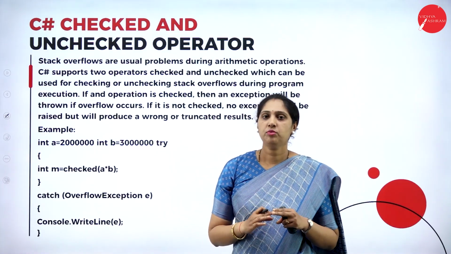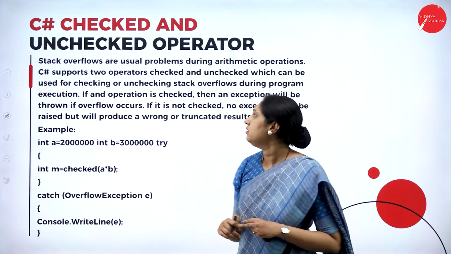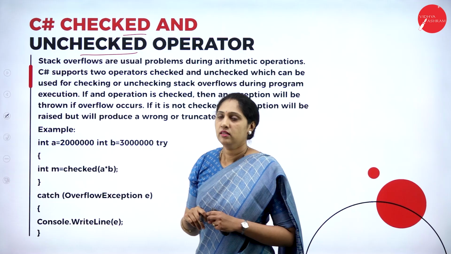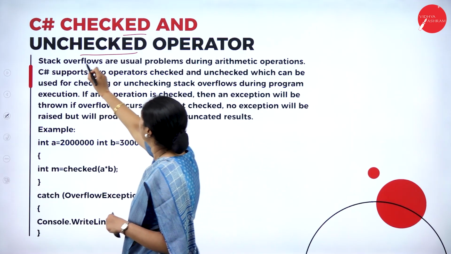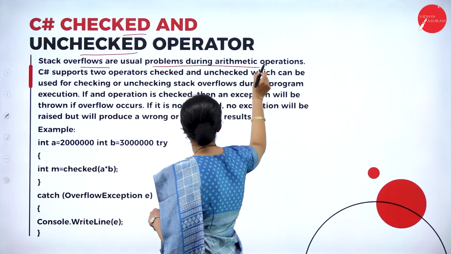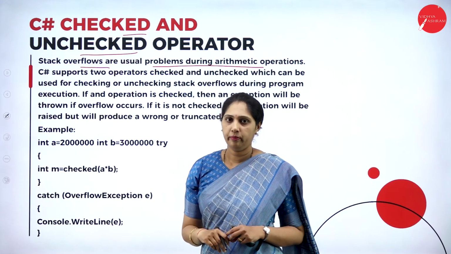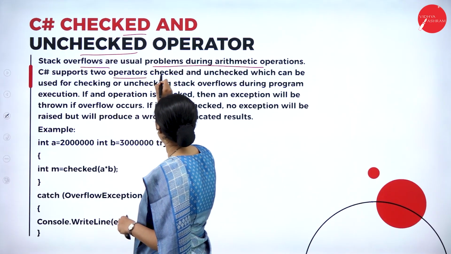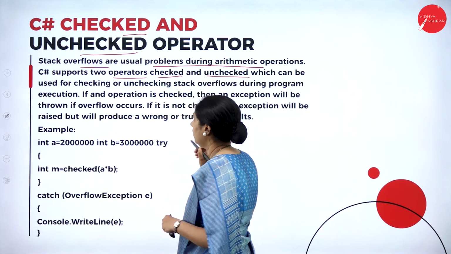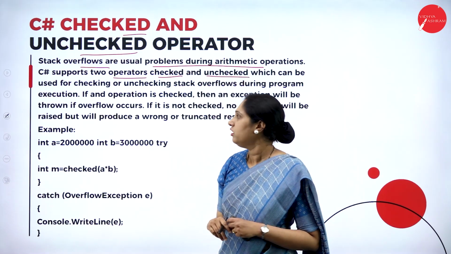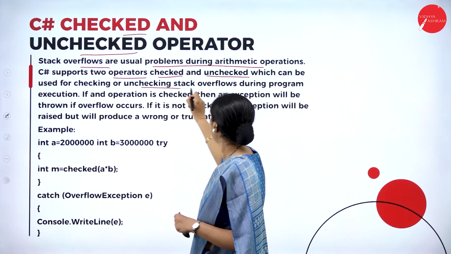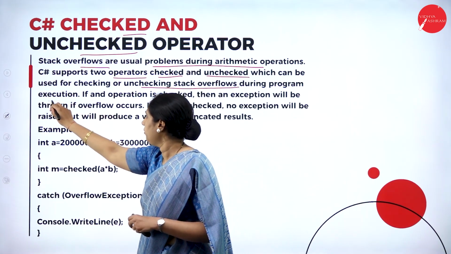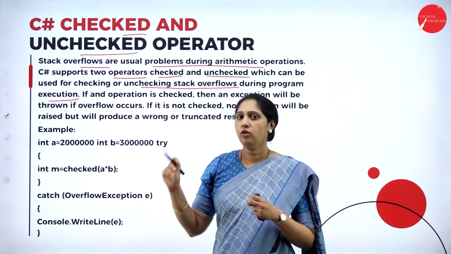So we had one exception. Which exception? Stack overflow exception can be avoided using checked and unchecked. We can say stack overflow is a usual problem during arithmetic operations, right? C# supports two operators, checked and unchecked, which can be used for checking or unchecking the stack overflow during program execution.